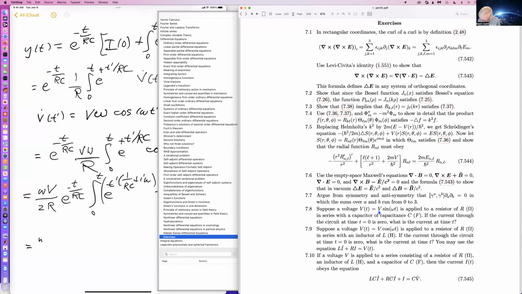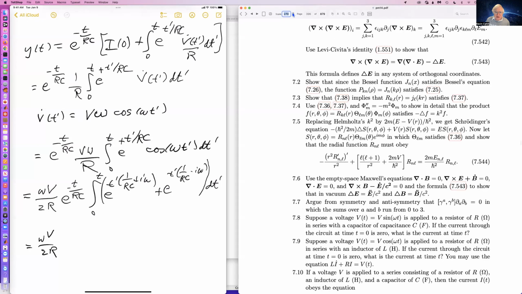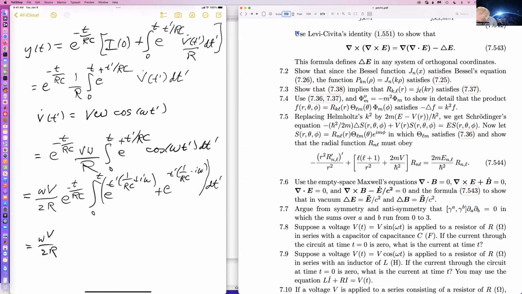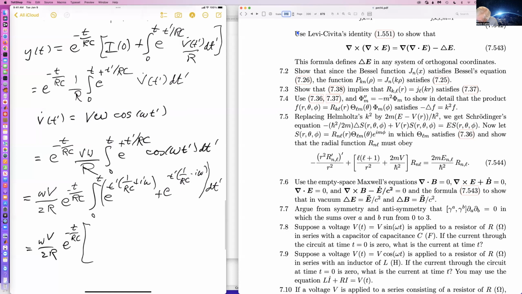And so what we get is omega V over 2R. Let me collapse some of this and make it a lot bigger so that you can see it more easily. So doing these two integrals, what we get is e to the minus T over RC. And then the first integral is e to the T, 1 over RC plus I omega, divided by the coefficient here, which is 1 over RC plus I omega. And the other one is similarly e to the T, 1 over RC minus I omega, divided by 1 over RC minus I omega.